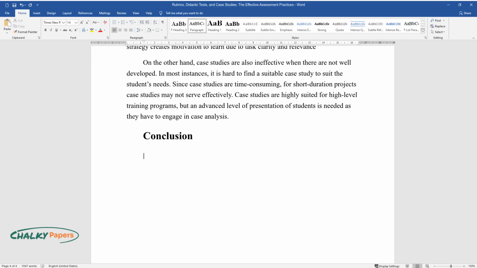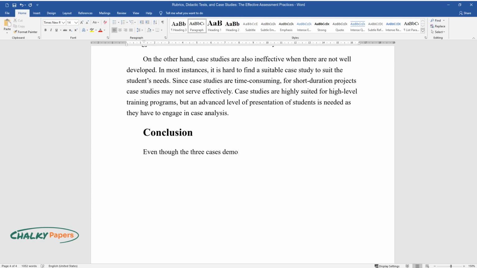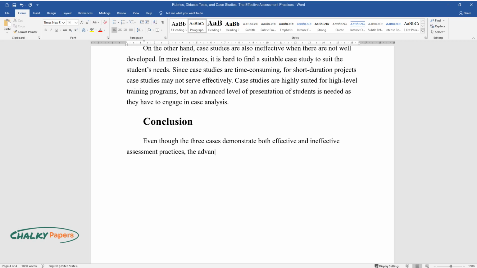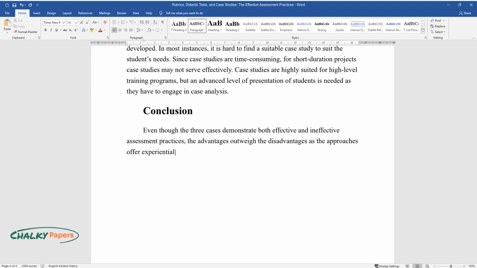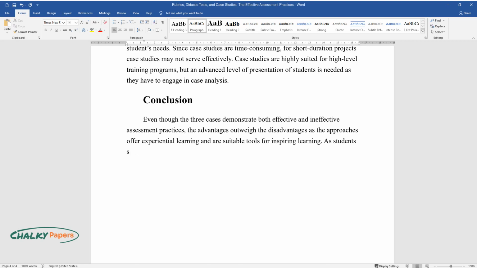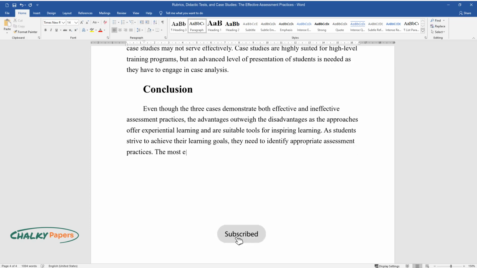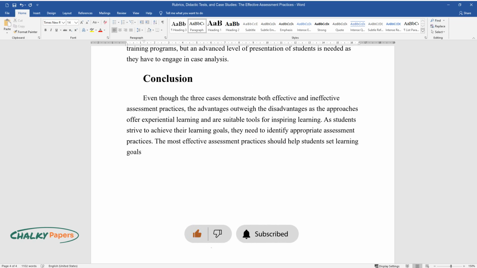Conclusion. Even though the three cases demonstrate both effective and ineffective assessment practices, the advantages outweigh the disadvantages as the approaches offer experiential learning and are suitable tools for inspiring learning. As students strive to achieve their learning goals, they need to identify appropriate assessment practices. The most effective assessment practices should help students set learning goals, self-assess, and utilize proven strategies.